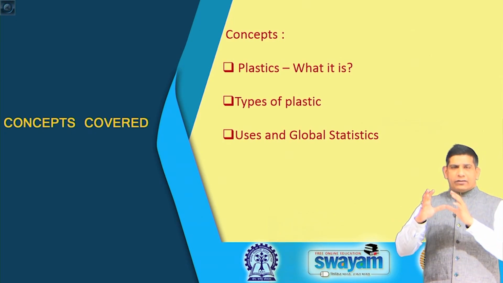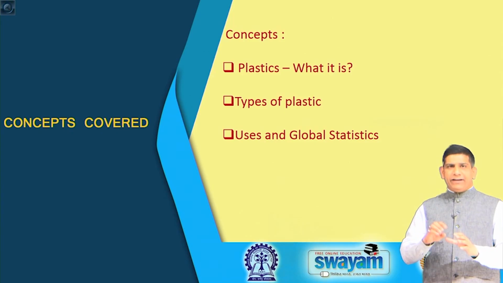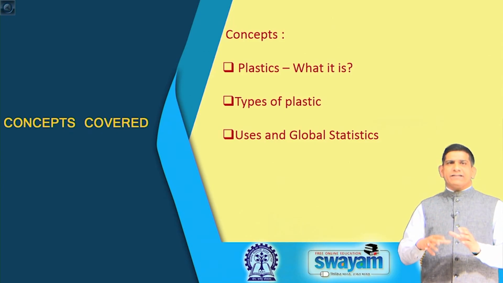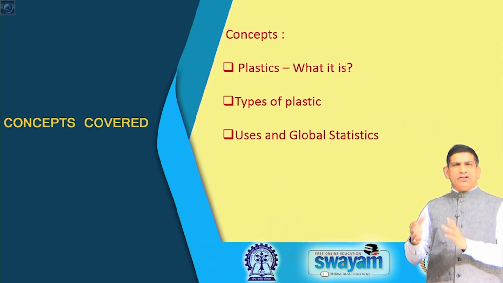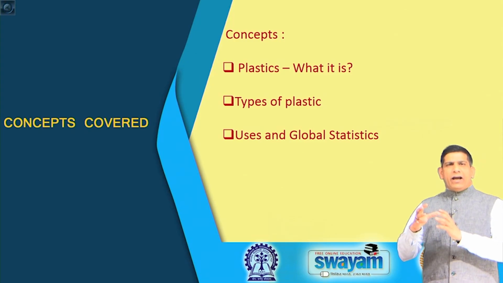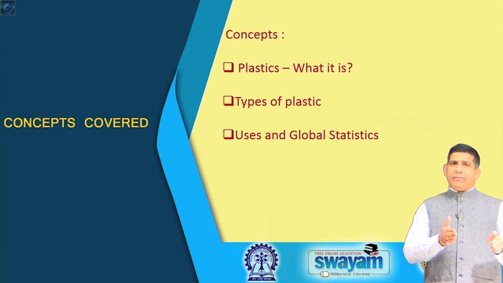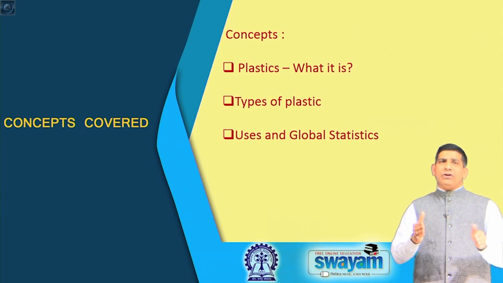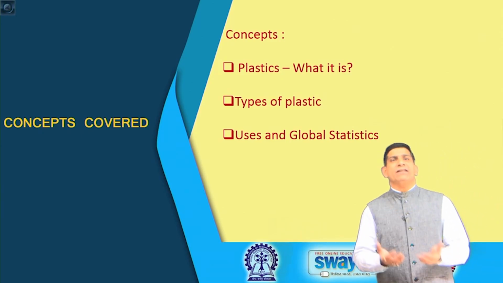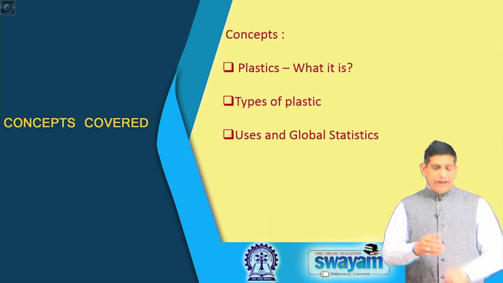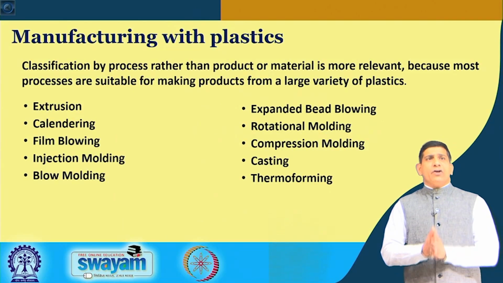So, the rationale behind looking at what is plastic, types of plastics, usage and global statistics is to get an idea of how much plastic is really out there, because whatever waste will be produced will essentially be produced from these plastics only, which we are using in different applications.